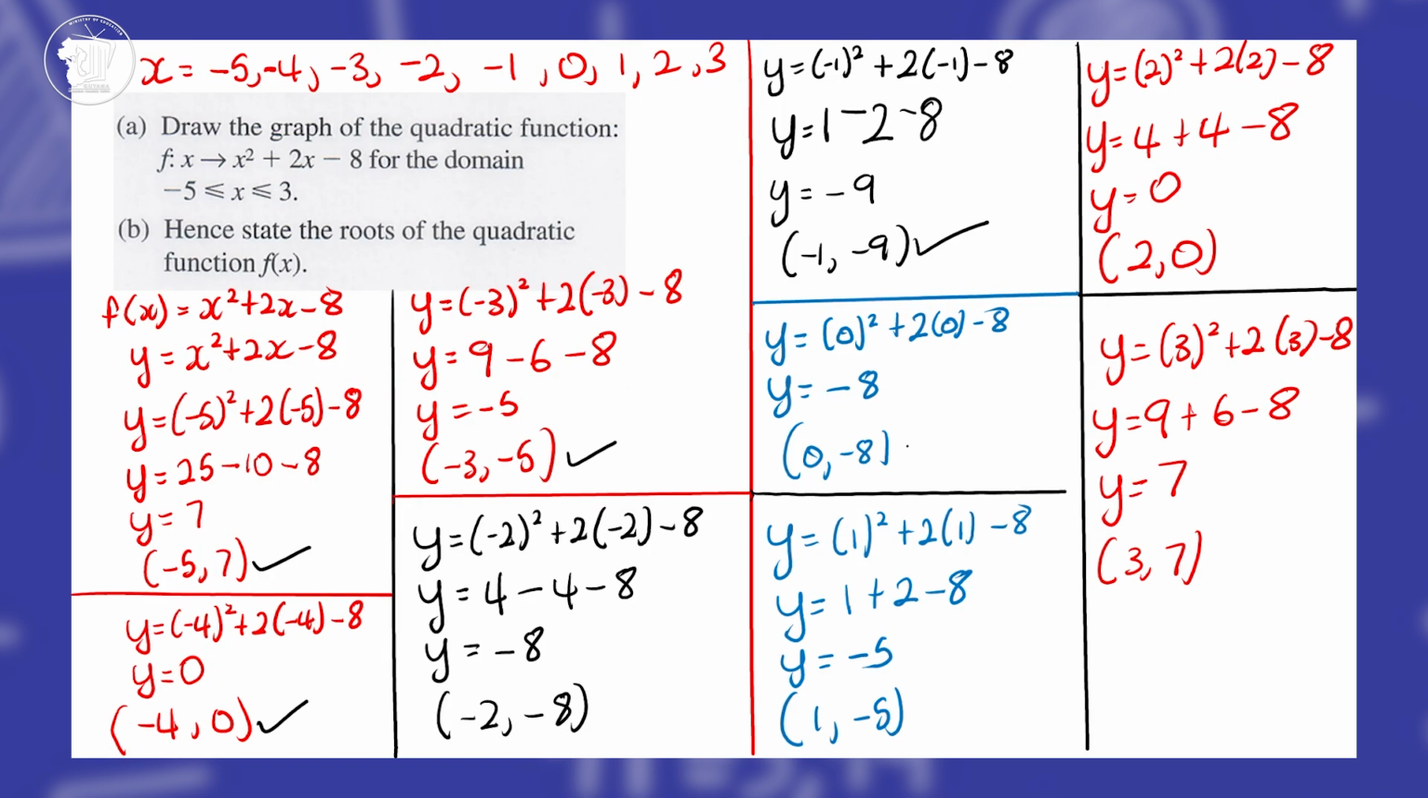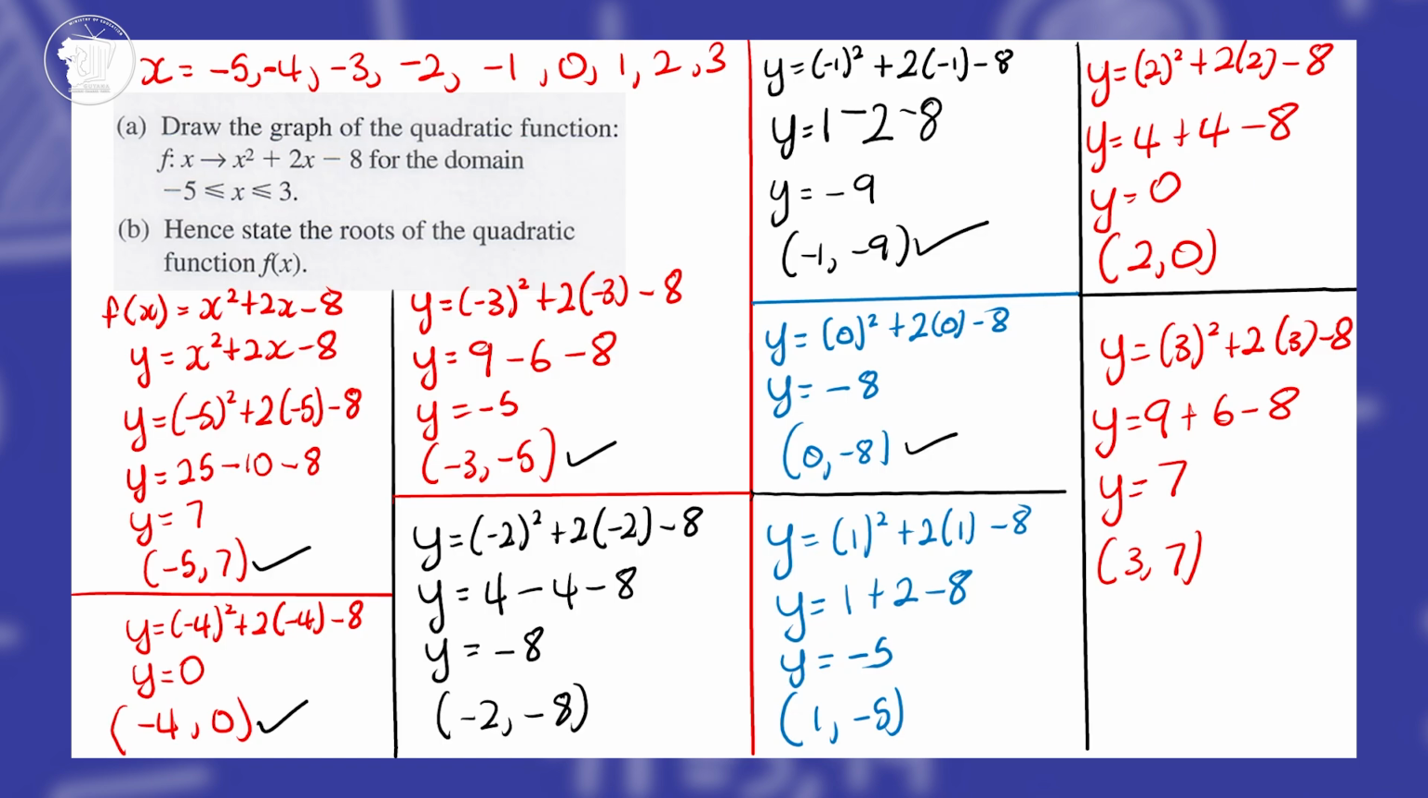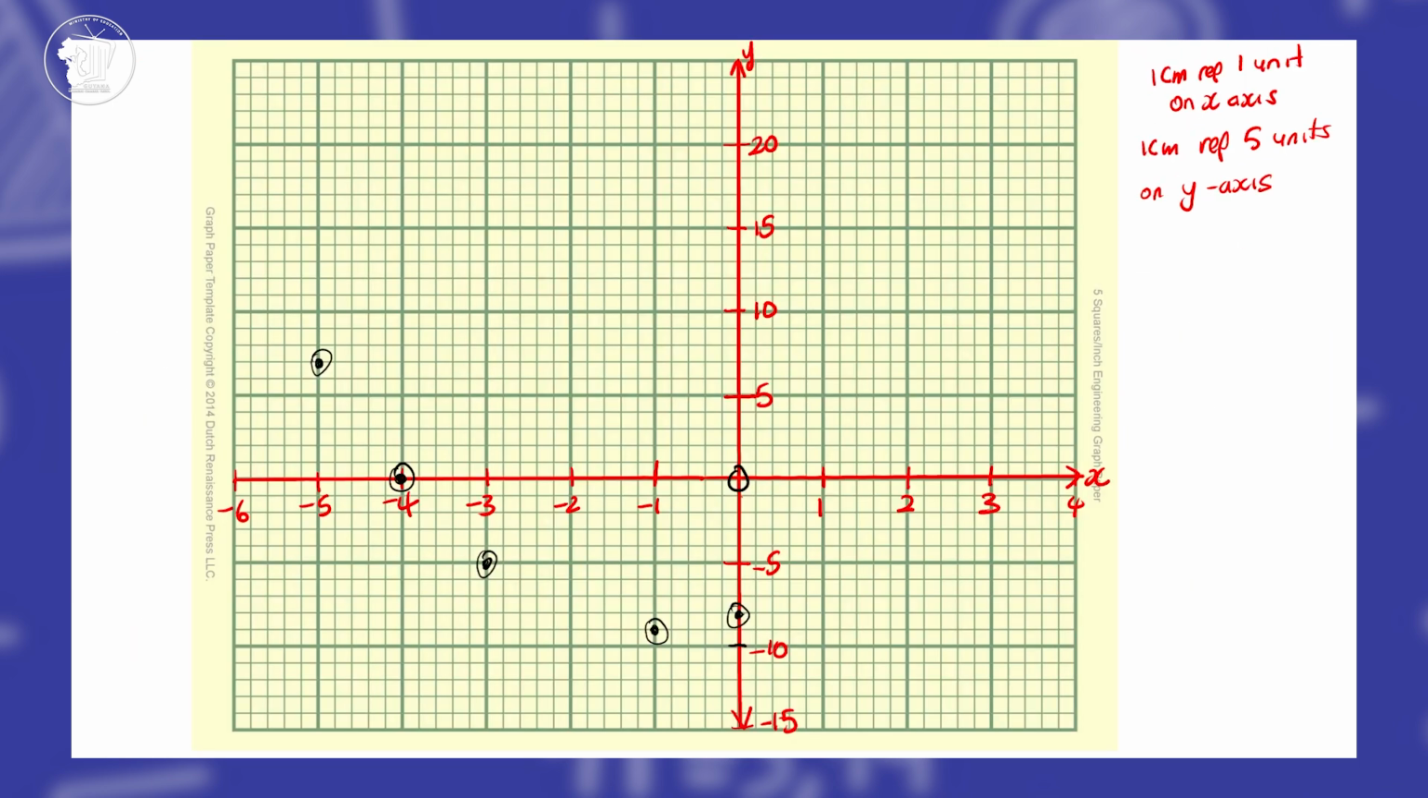And then we go 0, -8. So we go 0 across, so we know 0 is right here. So we go -8, which would be, since here is -10, 8 would be somewhere right here. And then we move on to the next one, which is 1, -5. So we go 1 across and -5, which would be right here.